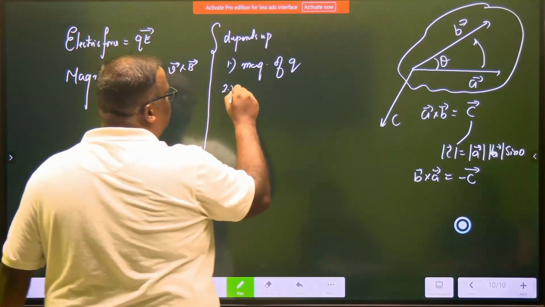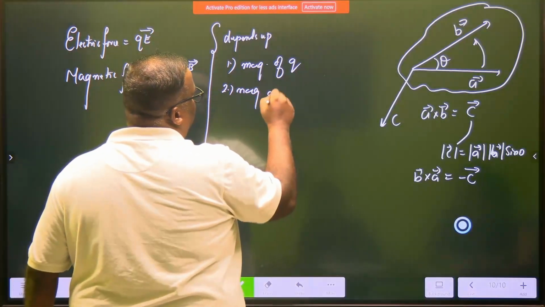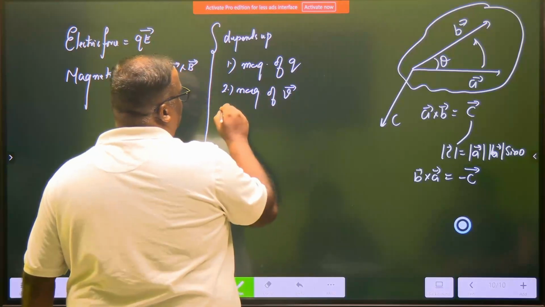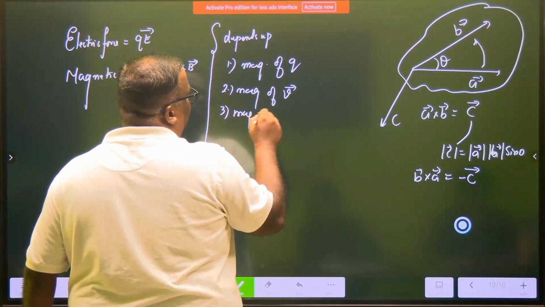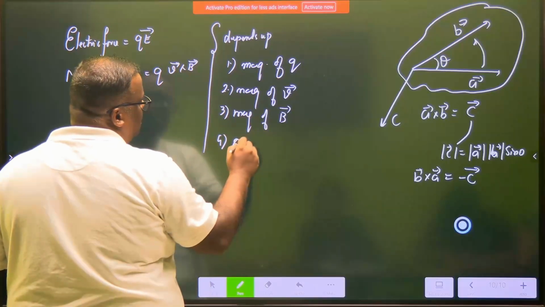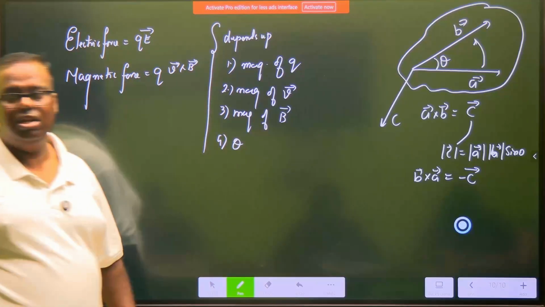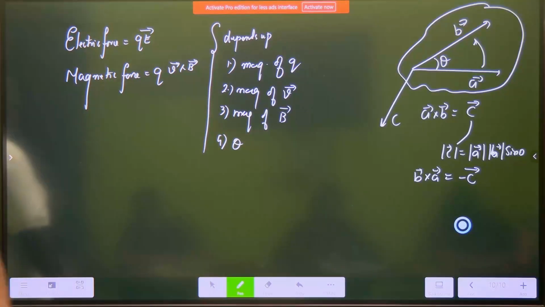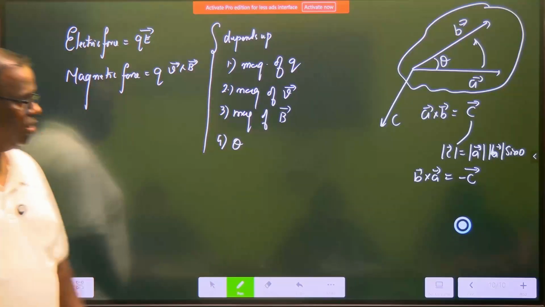Second, it will also depend upon the magnitude of V. Then it will also depend upon the magnitude of B. Then it will also depend upon θ, where theta is the angle between B and V. Is this clear? Have you understood?